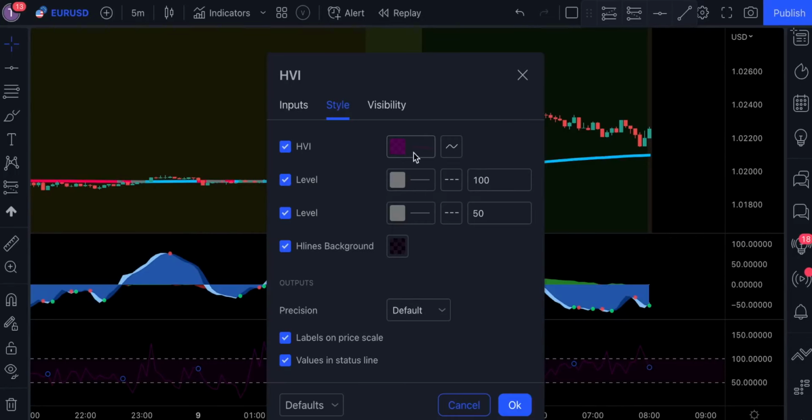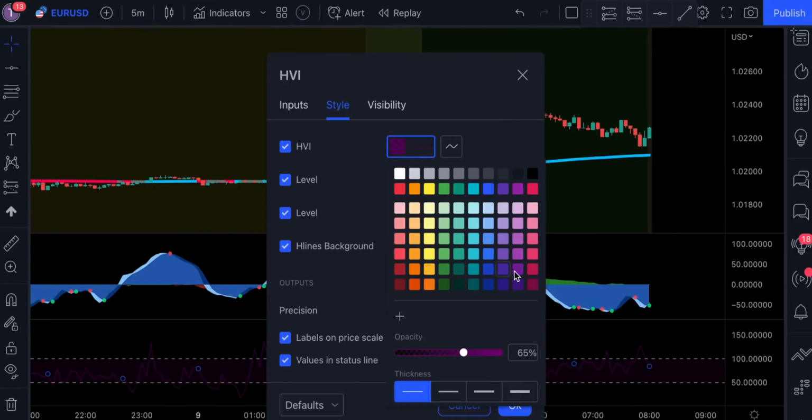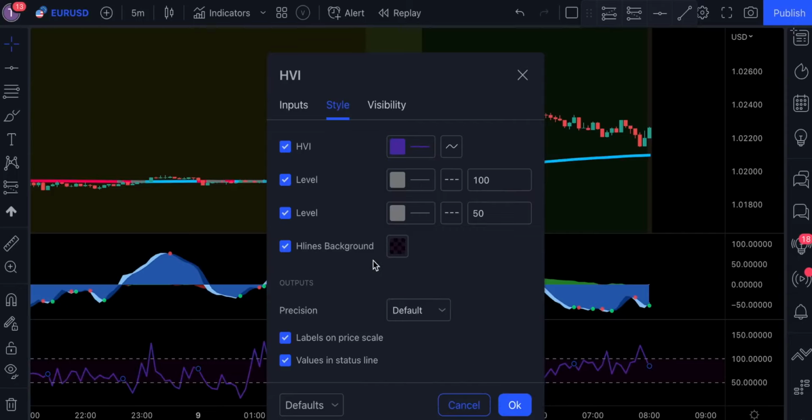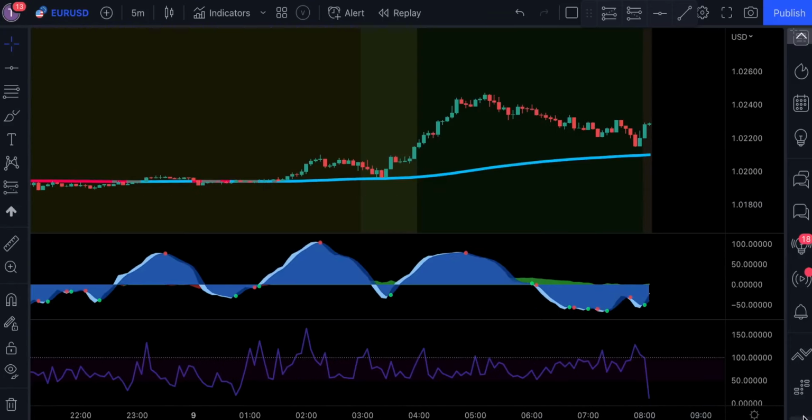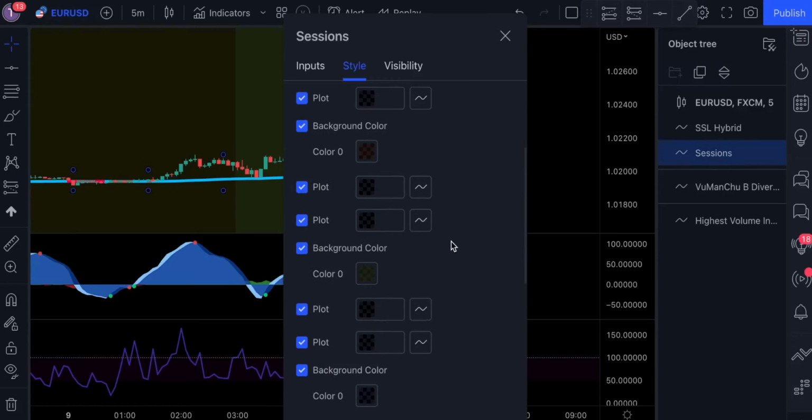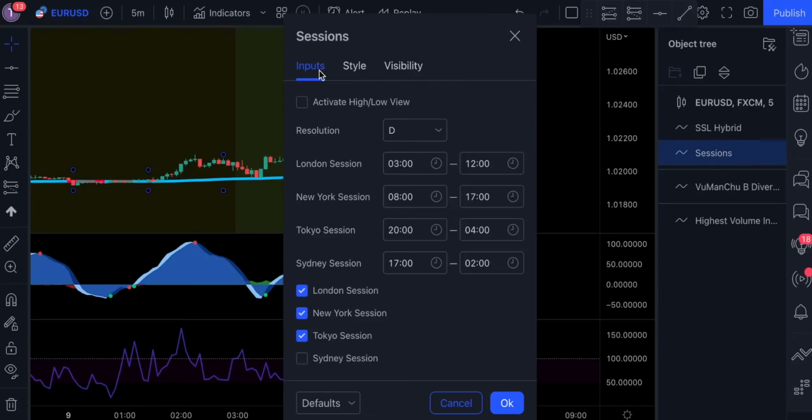First, let's make this line a bit more visible. Let's untick this 50 level and change this line from dashed to dotted. Okay, the strategy is ready, now let's select the particular sessions we're going to be trading on. So in the input section, let's enable only London and New York sessions.